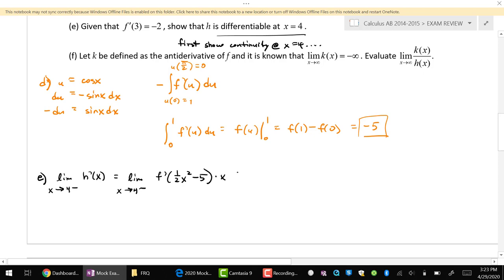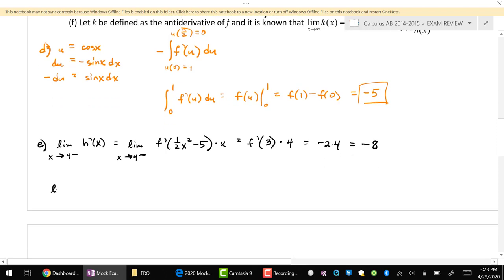Let's try direct substitution. So what is f prime of 1/2 of 4 squared, or 8, minus 5, so f prime of 3, and then times x, which is 4. F prime of 3 in the problem was given as -2. So -2 times 4 gives me a limit of -8.